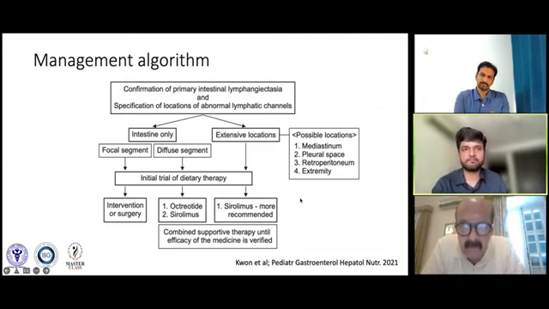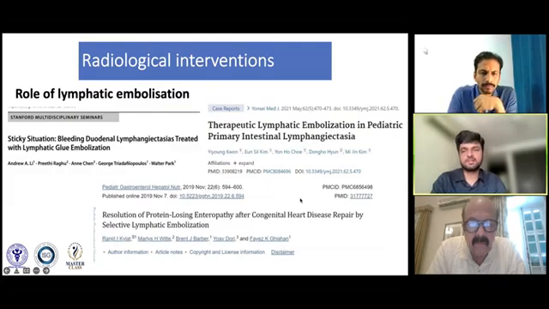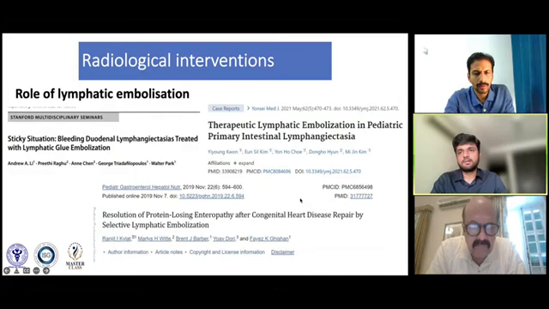techniques may be helpful. So, where do we stand on the radiological interventions over here? What is the role of lymphatic embolization, Deva sir, in such patients? How well can we do it?